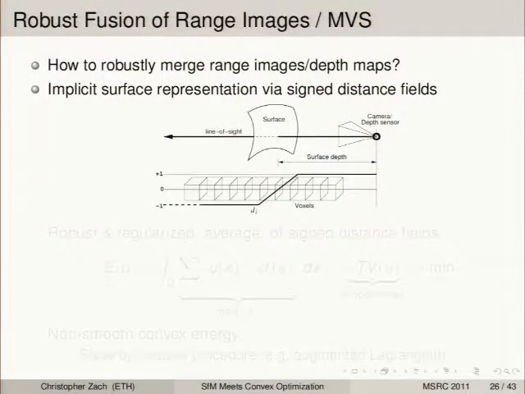Implicit representations are very nice because they allow you, without further complications, to model the 3D object of interest with arbitrary genus. So we stayed with this representation, meaning that each of the depth maps is converted to a clamped signed distance field. And now the question is, how do we combine those signed distance fields?